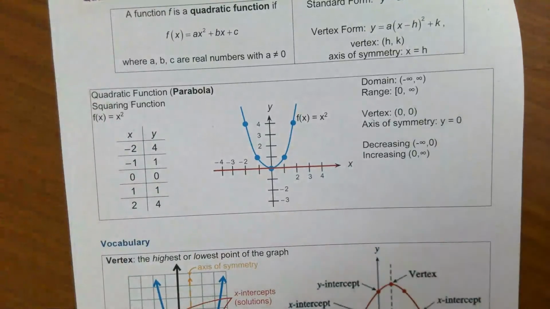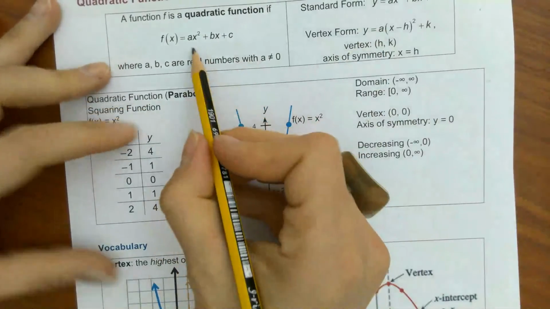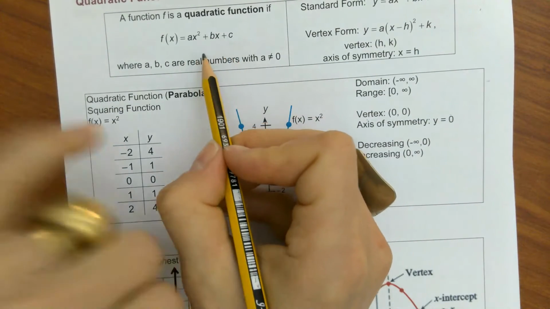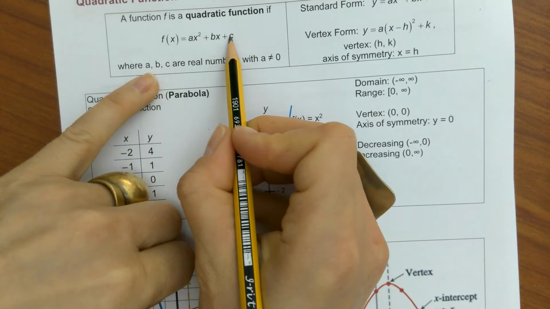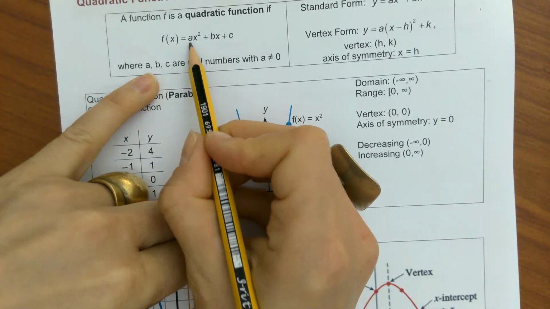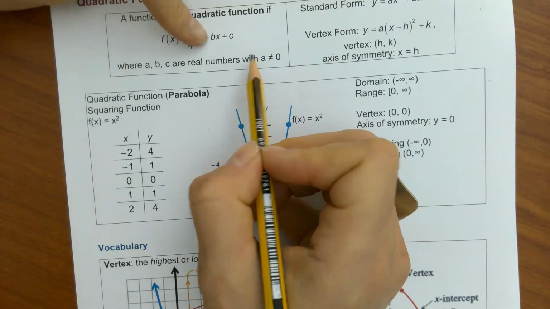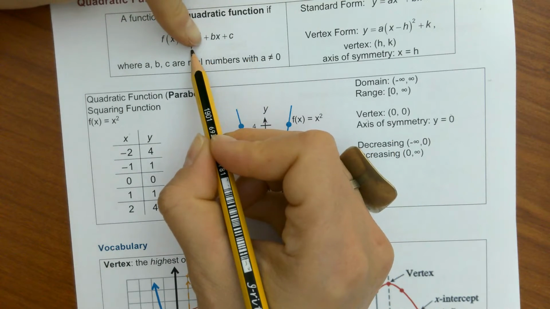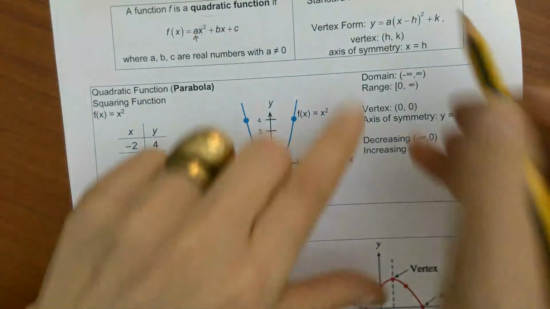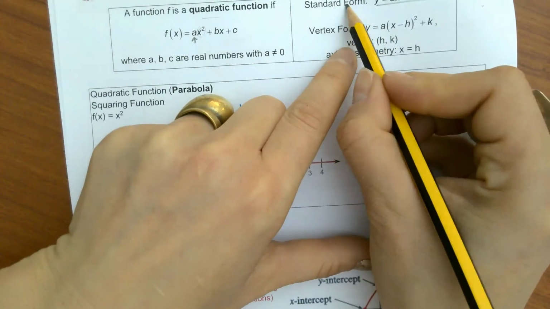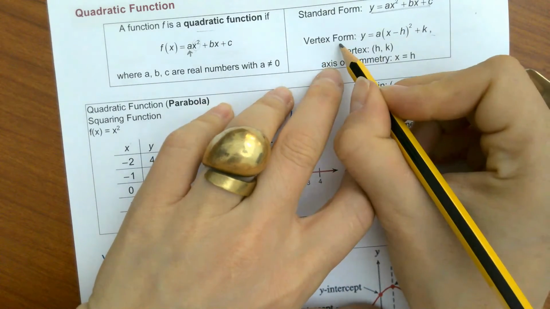Okay? So let's just look at a little bit of vocabulary. A quadratic function is when it looks like this, and a, b, c are real numbers, so you have a number here and a number here and a number here, but the number in front of the x squared can't be 0, which means it can't make this term disappear. You have to have an x squared for it to be called a quadratic function. We can write it this way in standard form, or we can write it this way in vertex form.